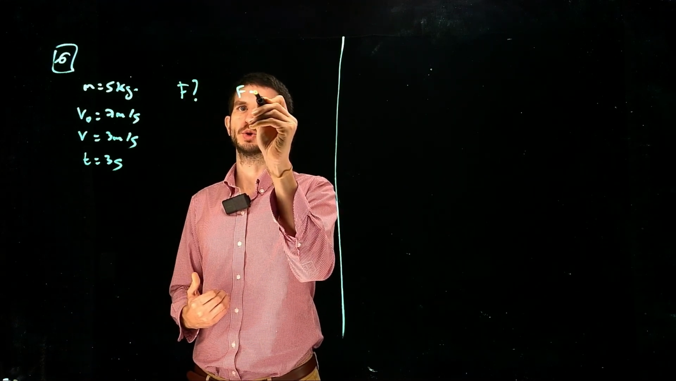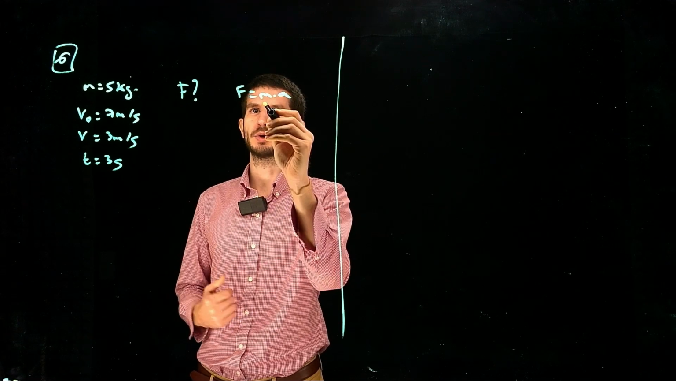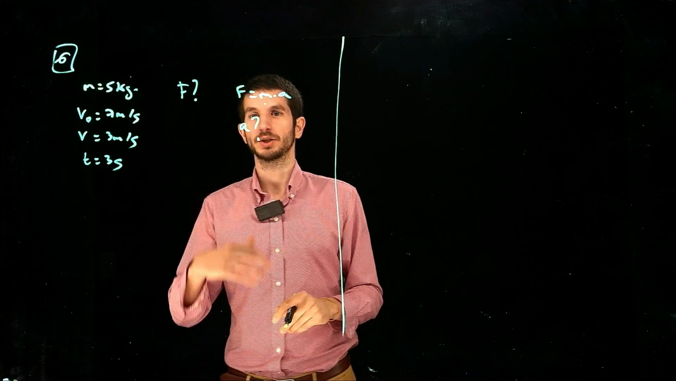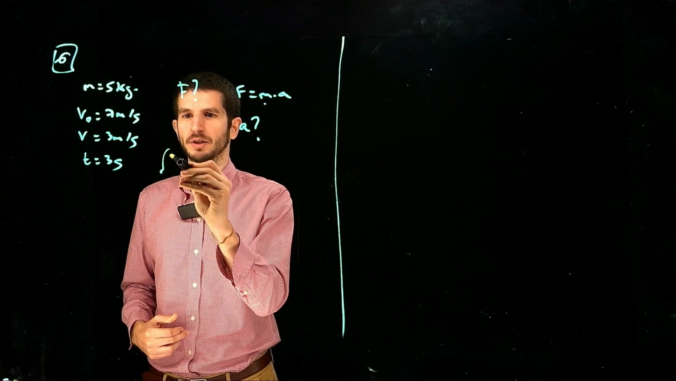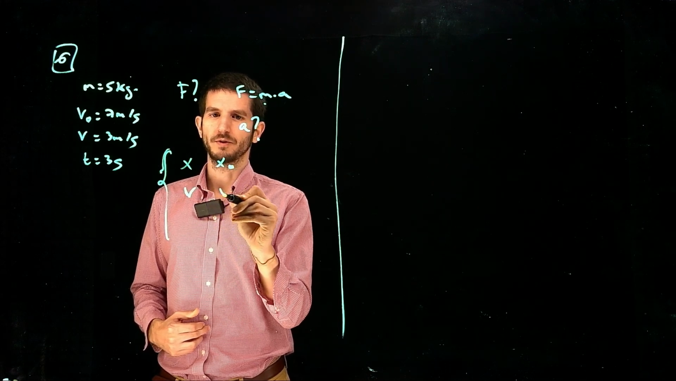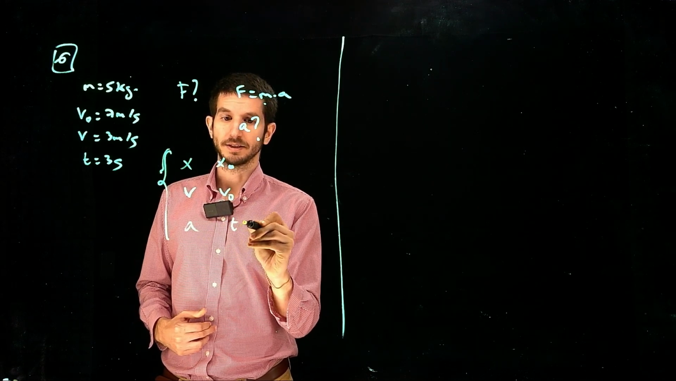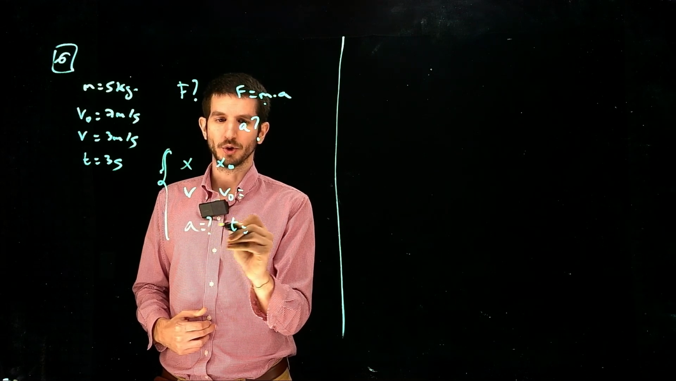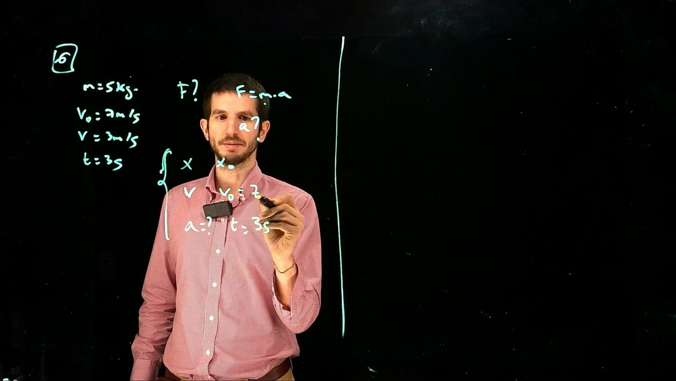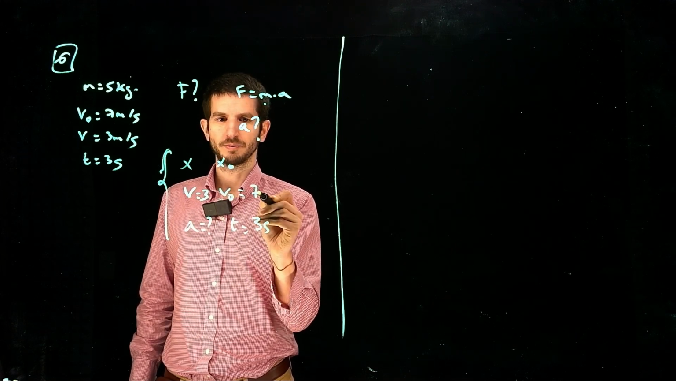Well, to find the force, we need the mass times acceleration. Do we know the mass? Yes. Do we know the acceleration? No. So actually the question is, what's the acceleration? How do we find acceleration? Let's write our equations. X sub 0, v sub 0, a, and t. A, we don't know. T, 3 seconds. Initial velocity 7. Final velocity 3.